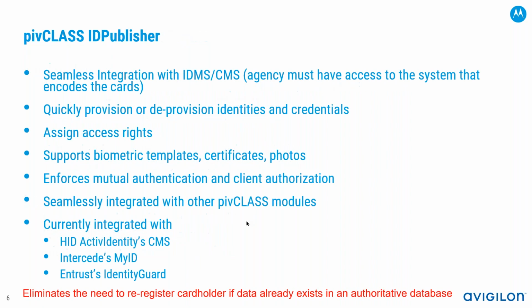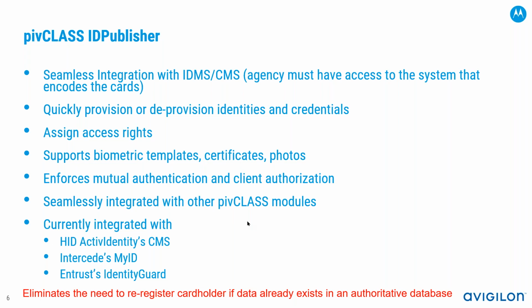Okay. A couple other things here. So let's talk about now the ID publisher. The function of this part of a PIV class is to allow this government agency that already has data on their employees, on their cardholders, in an authorized database, the ability to grab their information and bring that into ACM, doing all the validation processes and everything.